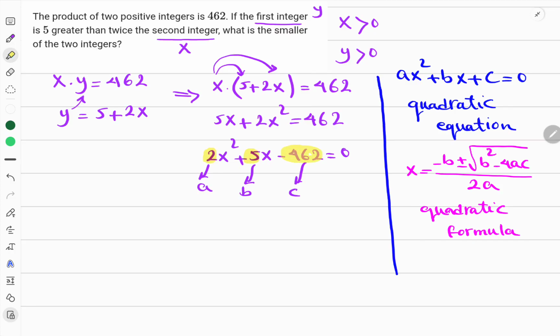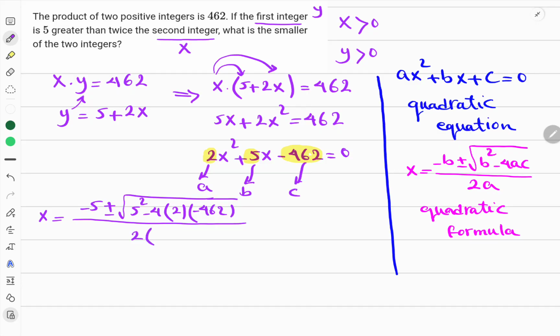Okay, so the only thing that we should do is to substitute the values a, b, and c in this quadratic formula. So x equals negative b, which means negative 5, plus or minus the square root of b squared minus 4 times 2 times negative 462, over 2 times a, which means 2.